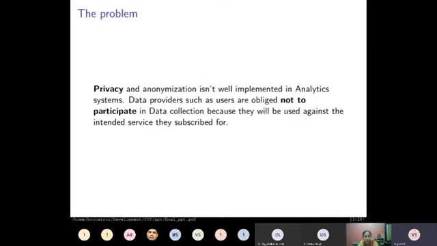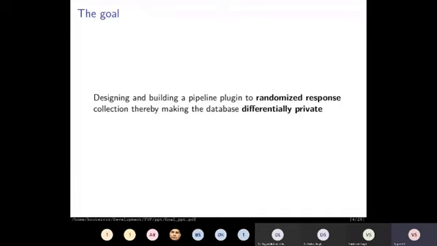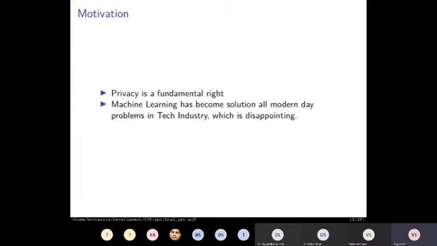And the problem with analytic systems is that privacy and anonymization isn't well implemented in them. So the natural cause of that is many users who are concerned about their privacy don't even participate in these analytic systems. So the goal of the project is designing and building a pipeline to randomize response collection, thereby making the database differentially private. So the two things that I want you guys to look into are randomized response and differential privacy, which I'll be talking about further in the slides. So the motivation is essentially privacy is a fundamental right, and machine learning is everywhere, which runs on analytic systems. So you've got to take care of it.